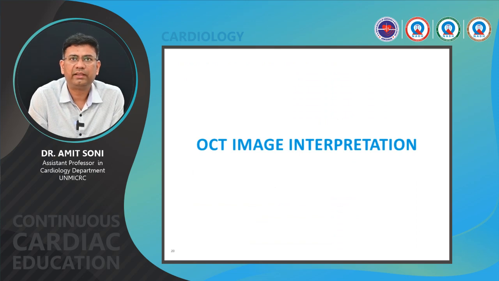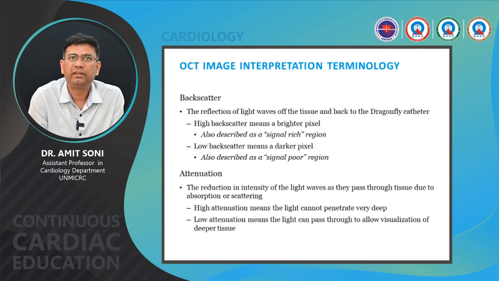So coming to OCT image interpretation. OCT image interpretation is based on two things: one is backscatter, another is attenuation. What is backscatter? It is the reflection of light waves off the tissue and back to the Dragonfly catheter. Then there are two types of backscatter. High backscatter means brighter pixel. Low backscatter means darker pixel. High backscatter is also described as a signal rich region. Low backscatter is described as a signal poor region.